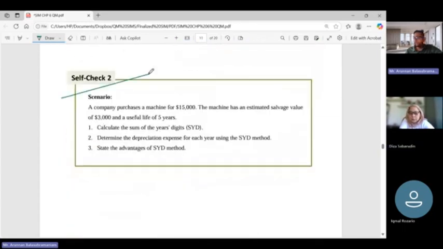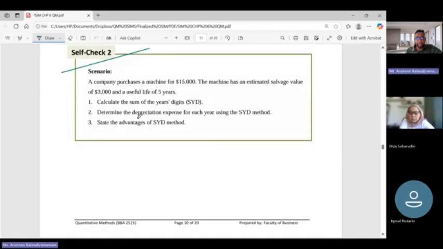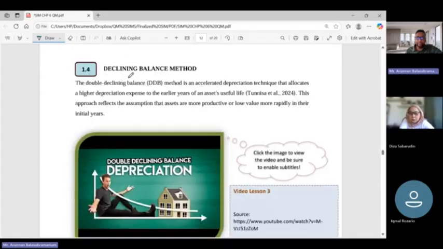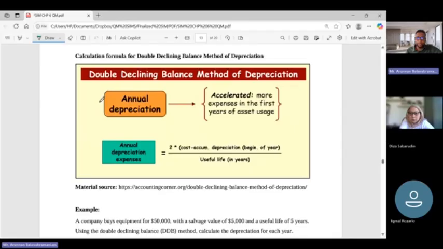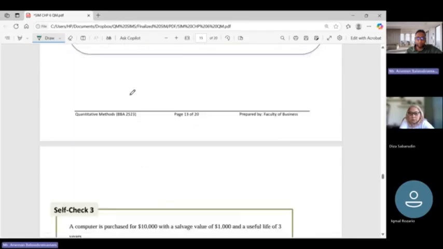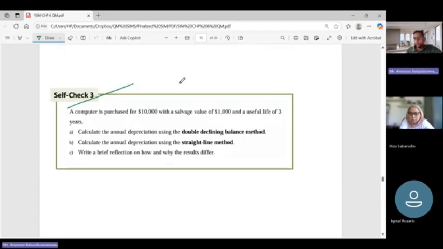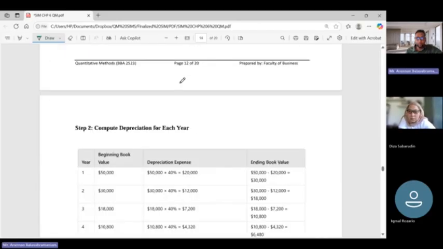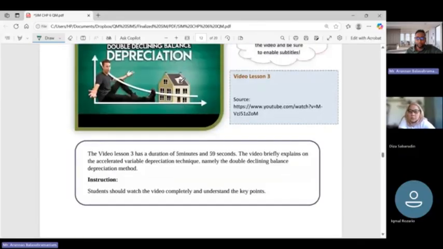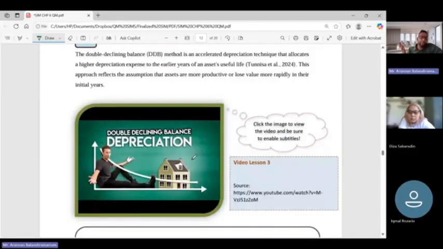Try to do all the self-check questions here. Try this self-check, and also finally the declining balance method. One area that I want to highlight is self-check. I want you guys to do all the self-check, and also practice. Watch this video and more videos. You can also refer to the suggested reference books. Try to read and look at some examples from the reference books, so that there will be very good preparation for this topic.